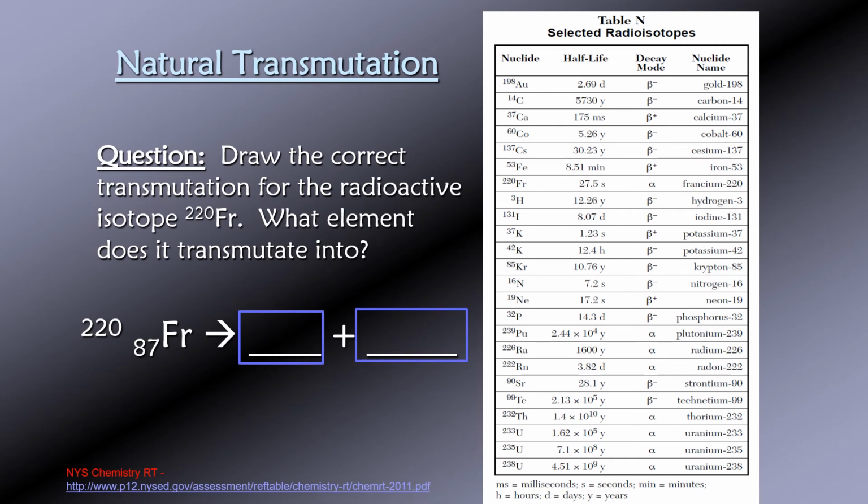So let's see how we can use this table to solve a question. So you have a question here. We are starting with a francium 220 radioisotope, and the question is asking what will this element transmutate into, and what will it emit in the process? So the first thing that you want to do is find this isotope in this table. And there you go. We have the francium 220 right there. Now the table is telling you that this isotope is going to emit an alpha particle.